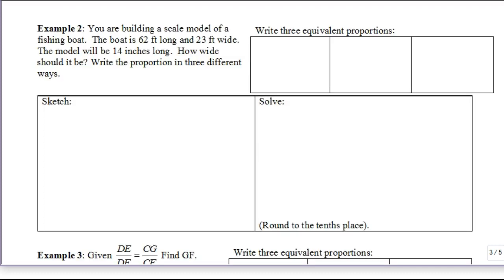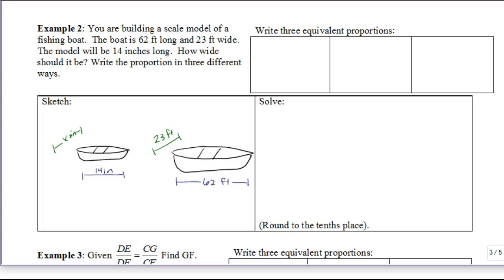I'll give you a moment to read. I'm going to make my best effort at a sketch. We're comparing a model boat to an actual fishing boat. I'm not going to let my units bother me because, again, we're looking at ratios, and for the ratios, that unit situation will take care of itself. Let's look at 3 equivalent proportions.